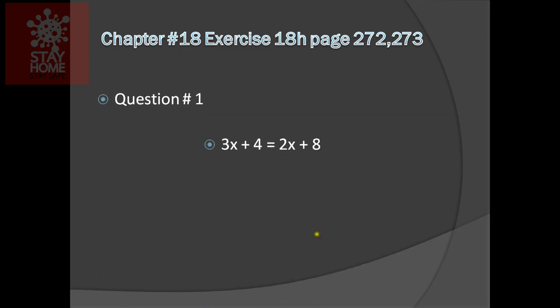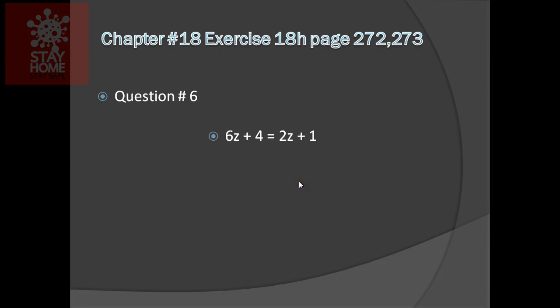Question number 1, 3x plus 4 equal to x plus 8. What will you do now? Bring x to the other side and 4 to the other side. 3x minus x, and this 4 comes to the other side with 8. It will be minus 4. So 3x minus x equal 8 minus 4. x is equal to 4.